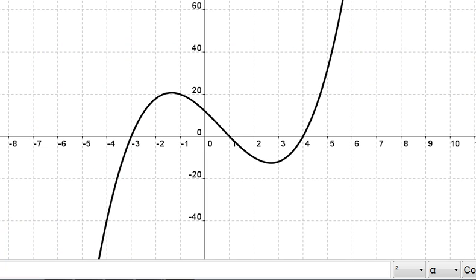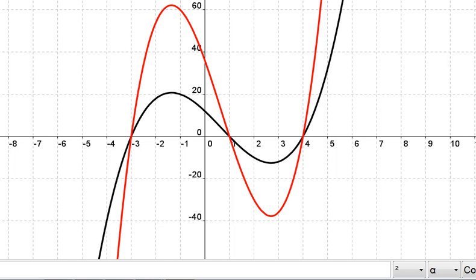And what we should see is the red graph that you now see on your screen. So notice the black has been stretched vertically.